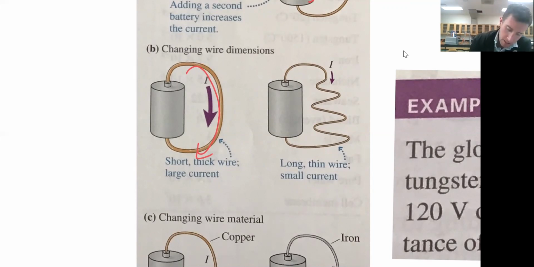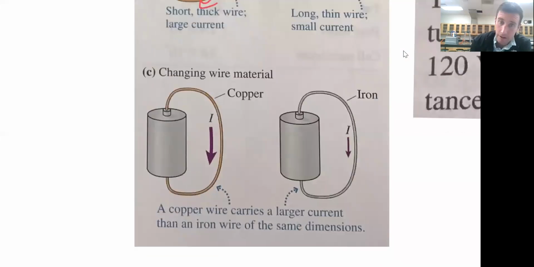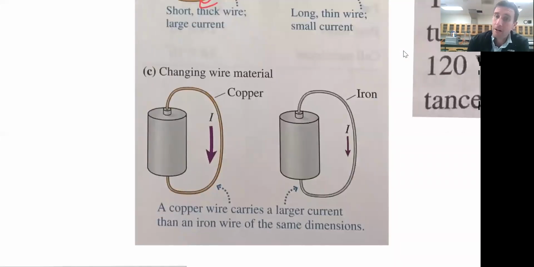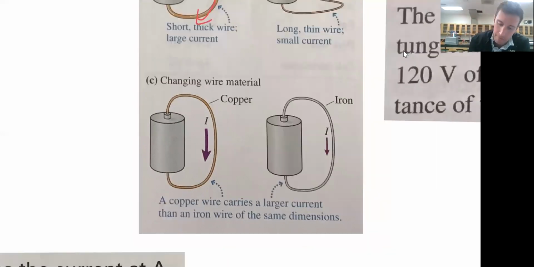thinner. And then the other thing I could do is I could change the wire material. So the material itself influences the resistance. So copper has very low resistance, so it carries a larger current. Iron has a little bit higher resistance, so it's going to have a smaller current, which is why most of the wires inside your house are copper wires. Most of your electrical wires would be copper because they have very low resistance. And that allows you to use slightly smaller gauge wires to carry the same electrical load, the same electrical current.